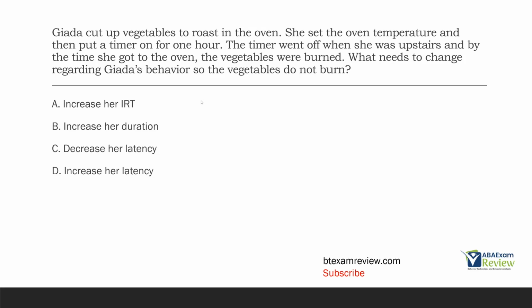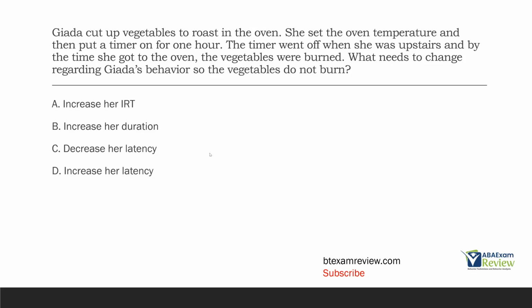A, increase her inter-response time. Well, if you picked A, you would have to ask yourself, what two responses am I trying to increase the time in between? We're only looking at a singular instance here, right? We have our timer, SD, and then the response of going downstairs to the oven. We're not really looking at time in between responses here, so IRT doesn't make sense. B, increase her duration. What duration would you want to increase here? You could argue that you would want to decrease the duration it took her to get to the oven, but I don't think you would ever want to increase the duration if the vegetables are burning.